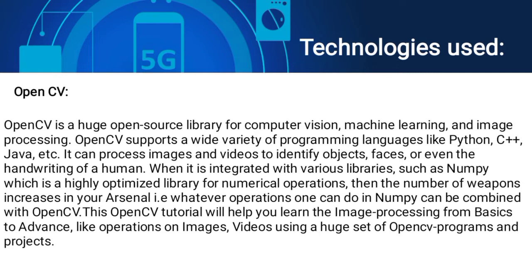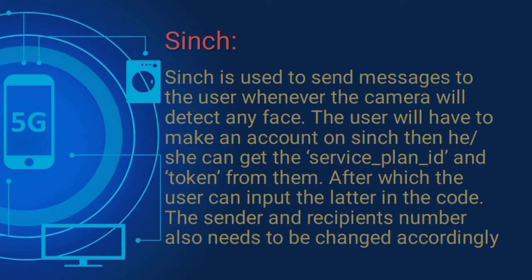Then there is Sinch. Sinch is used to send a message to the user whenever the camera detects any face. The user will have to make an account on Sinch. Then he or she can get the service plan ID and token from them. After which the user can input them in the code. The sender and recipient numbers also need to be changed accordingly. Sinch is nothing but a website where, after detecting the face, it will send the notification to the user.